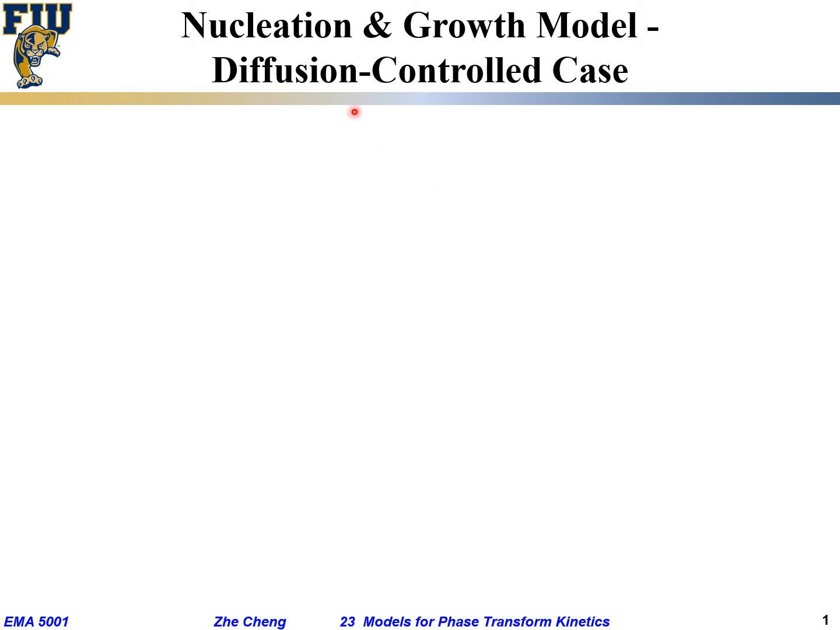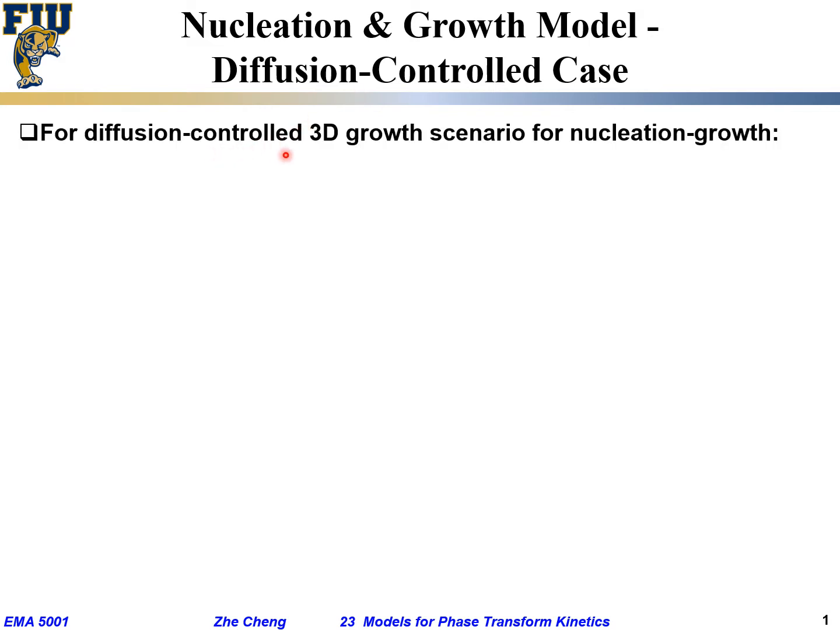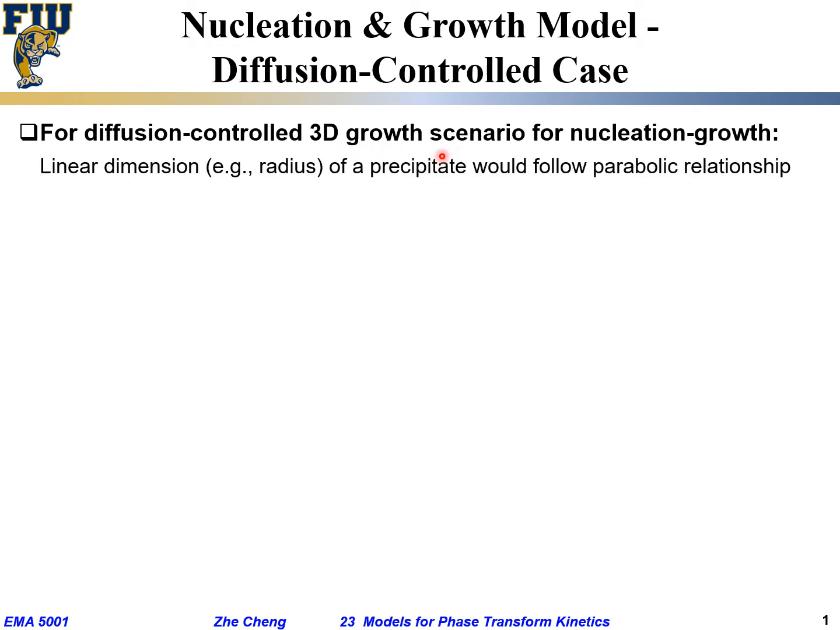Now let's look at another situation related still to the nucleation growth model, except now the growth becomes diffusion controlled. For a diffusion controlled three-dimensional spherical growth scenario, typically the linear dimension of the precipitate would follow the so-called parabolic relationship, which is essentially that the linear dimension of the precipitate is proportional to the square root of Dt. Again, D would be the diffusion constant, t would be time.